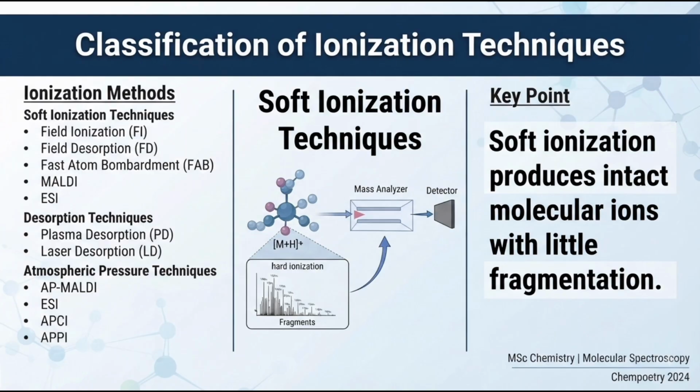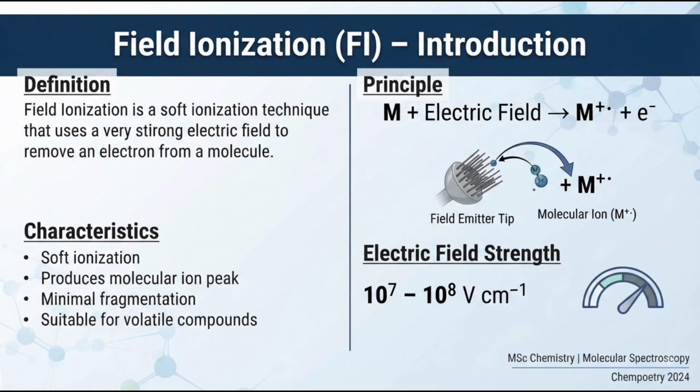Then field ionization. Now let's come to our main topic. First, let's understand the definition. Field ionization is a soft ionization technique in which a very strong electric field is used to remove an electron from a molecule. In simple words, we don't bombard the molecule with energetic electrons as in electron ionization. Instead, we create an extremely strong electric field near a special electrode called a field emitter. This strong field causes the molecule to lose an electron.